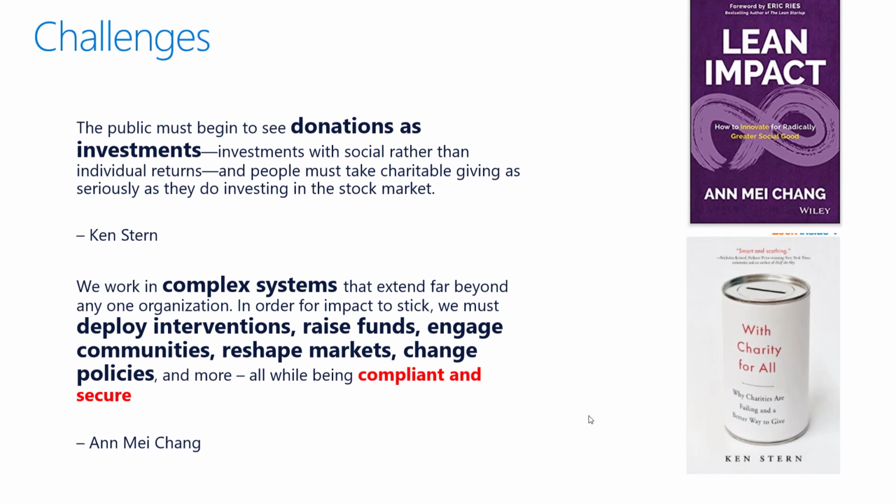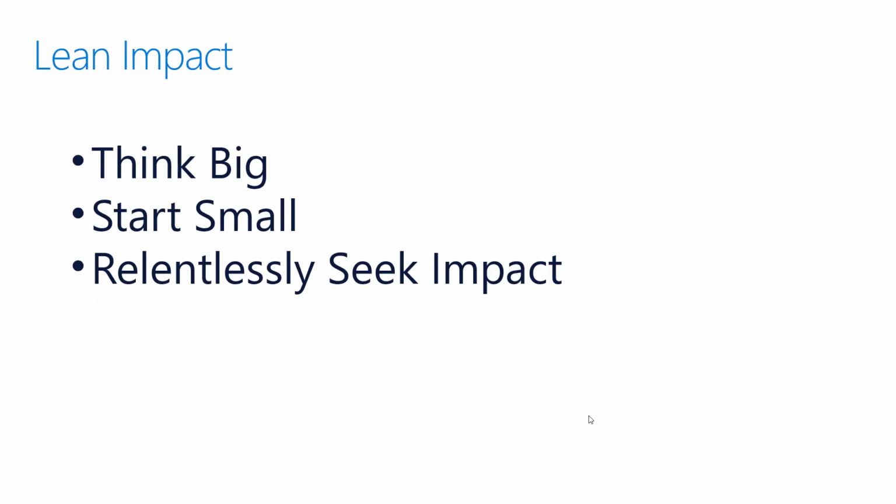So Lean Impact talks a lot about how the nonprofits and the social sector have to transform with these new expectations. They have to start to think about how they can scale up, but do that by starting small. At the same time, make sure that they're relentlessly always seeking impact to identify and track the metrics that matter to increase impact and scale.